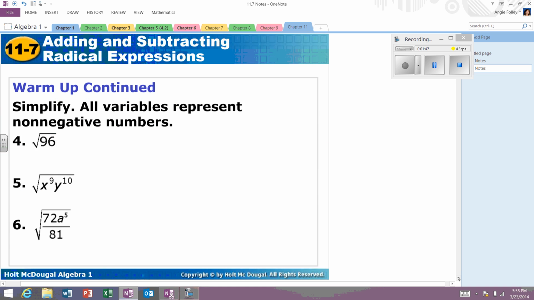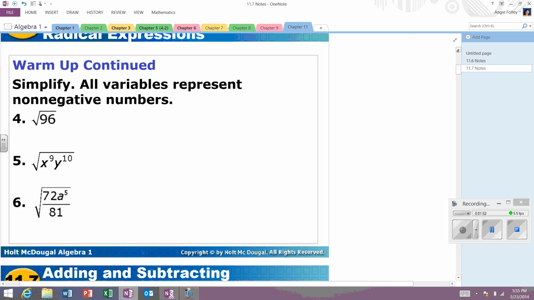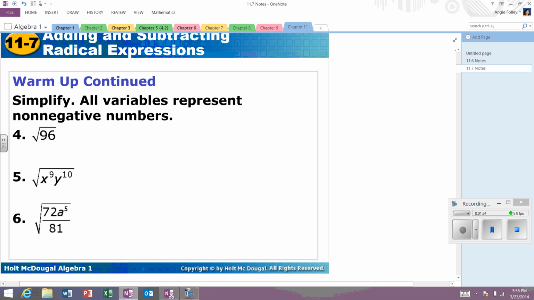So a little bit more of our warm-up. It wants us to simplify the radicals. So we're looking to see what's the greatest perfect square that goes into it. On the first one, if you tried all the numbers, the biggest one that goes into 96 is 16. So we can rewrite that as 16 and 6. And then the square root of 16 is 4, and there's no perfect square root of 6, so we leave that under the radical.